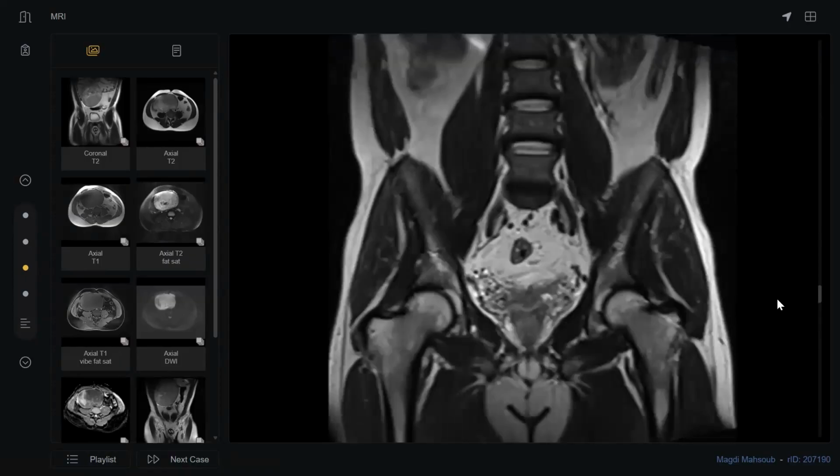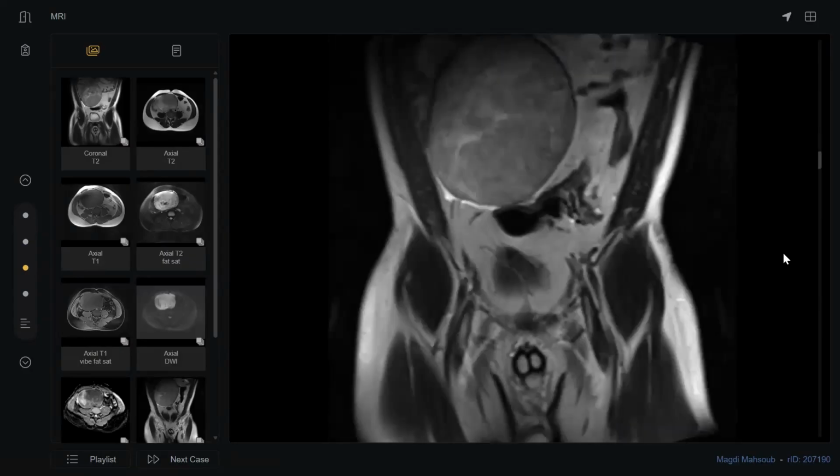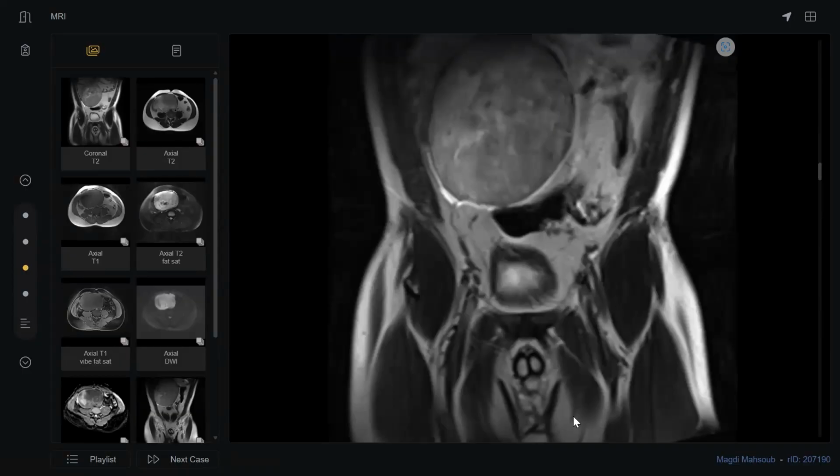This is the same patient, by the way. But the MRI, the CT was enough. See, this is the right testis. Okay. Let's look here in the CT.